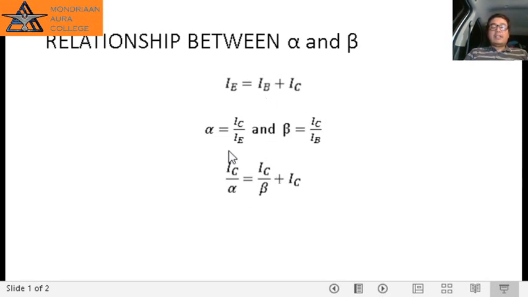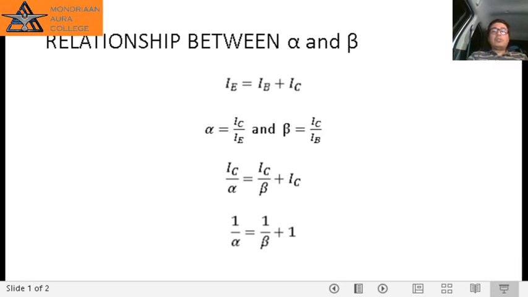Kung mapapansin natin, itong equation na to, pareho din lang man sa equation na to, pero ang kuryente natin are all in terms of IC. We can cancel out the ICs here. No? Ang matitira is 1 over alpha equals 1 over beta plus 1. Alright. This is an assignment for you. I want you to solve for alpha and I want you to solve for beta. So you will have two equations. Alright. Alpha equals this one and beta equals this one.